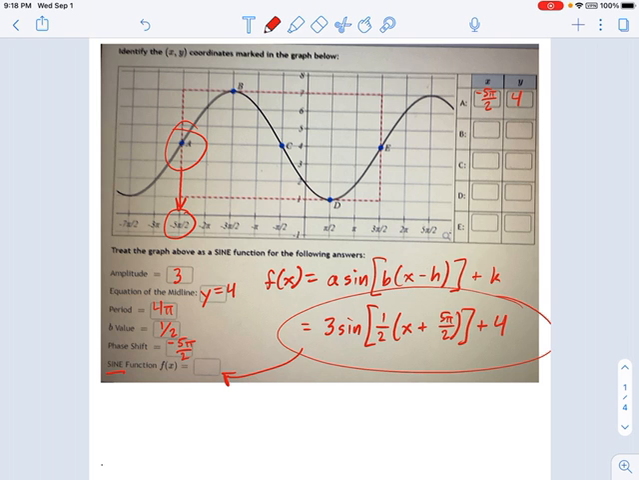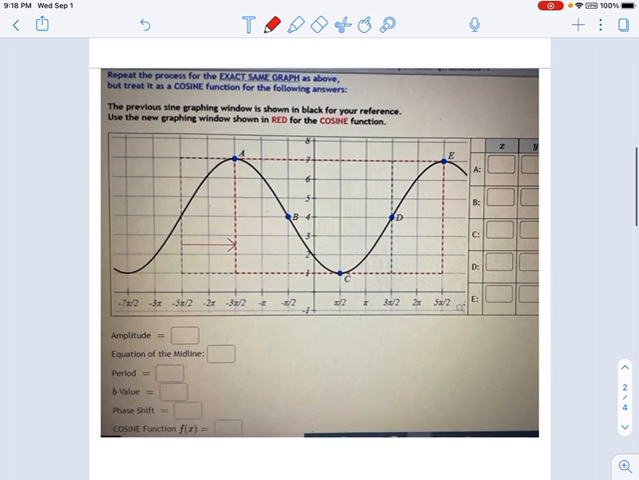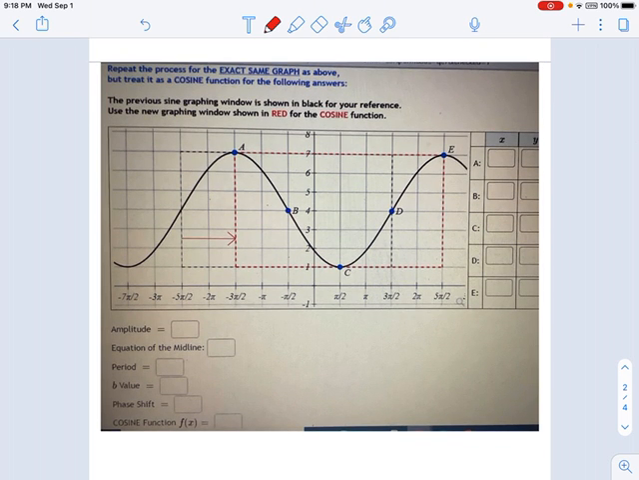Okay, we're not done, because if you scroll down on this problem, you're going to see this stuff. What's this? So it says, repeat the process for the exact same graph. It might not be obvious, but if you scroll from the last one to this one, it's the exact same graph. The graphing window has changed. Now, point A is up here at the top of the curve, and we are tracking this for a cosine function. Remember, the only difference between a cosine function and a sine function is the phase shift. So all of these values are going to change, obviously, because the points have changed.